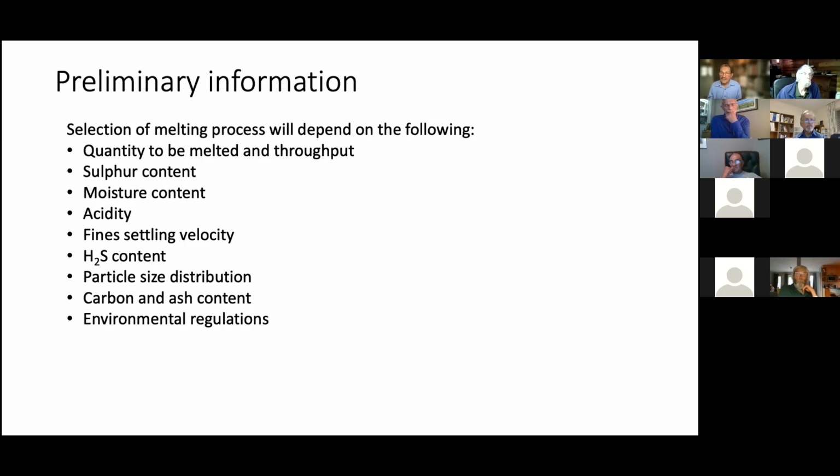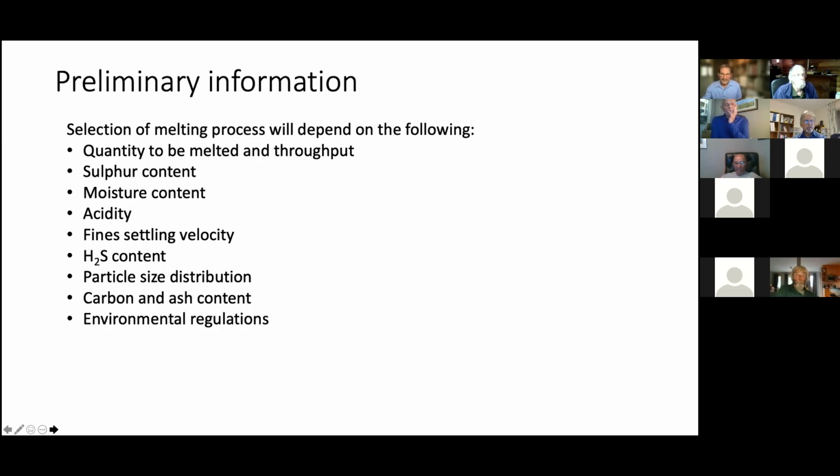You need to know what sort of throughput you want to put through. You want to melt at 500 tons a day, 1,000 tons a day. How long do you want to take to melt the block? The sulfur content of the block, its moisture content, acidity, fine settling velocity, all these things you can do lab tests for, and will guide you in selecting your melting process.